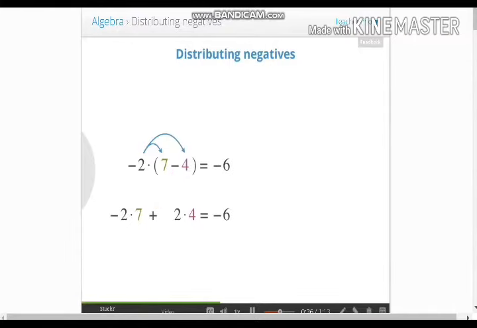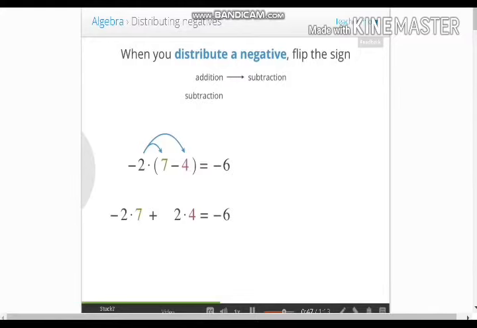So what's going on here? Well, when you distribute a negative number, you're flipping the plus and minus signs. Any addition inside the parentheses becomes subtraction. And any subtraction, like the 7 minus 4 over here, becomes addition outside the parentheses. Try using this fact in another example.